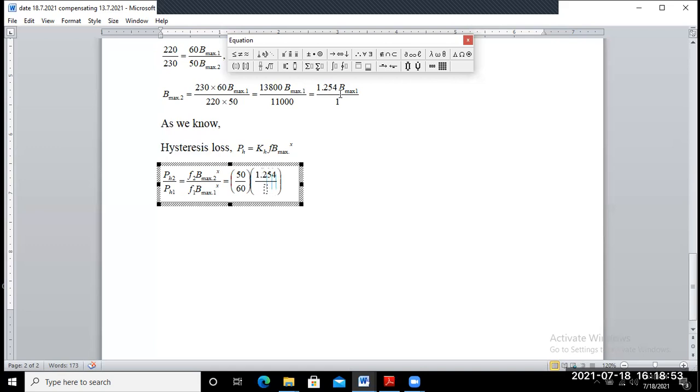1.254 B maximum 1 divided by B maximum 1, whole to the power x. So B maximum 2 over B maximum 1, whole to the power x. The x value is given to you as 1.6. Okay, let me write here 1.6.